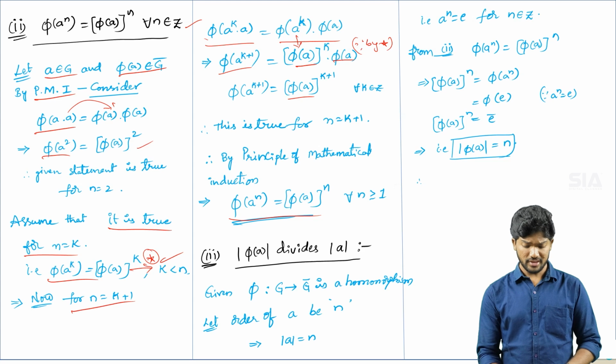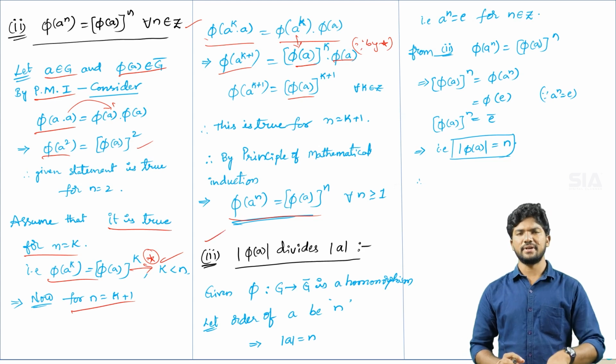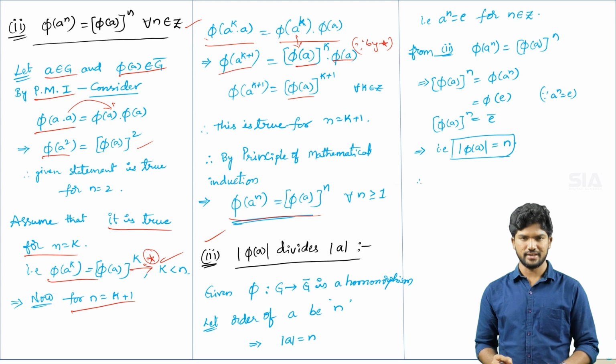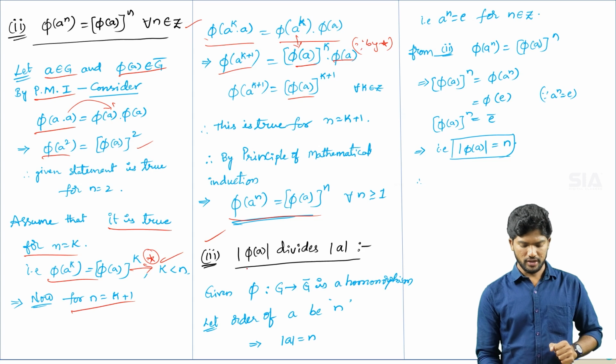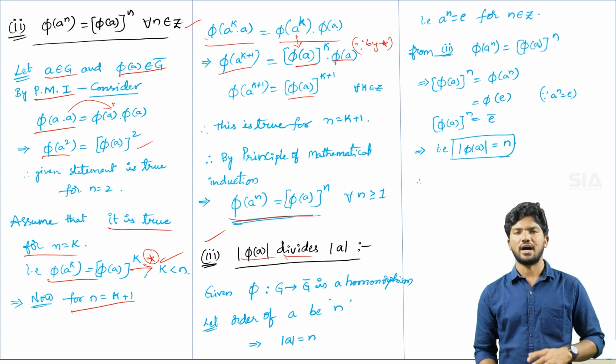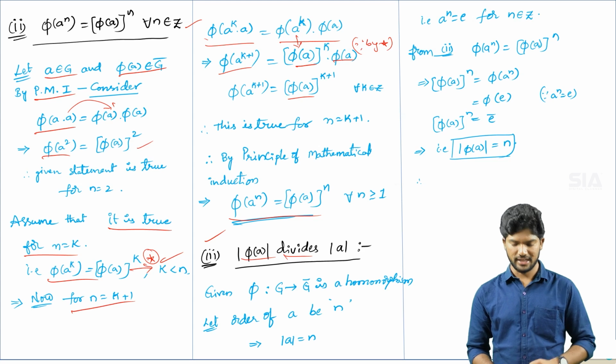Now the third statement. This statement is very important for the purpose of short answers also. Not only this one, all 6 statements of this theorem are very important for the purpose of short answers. So see the third property: order of pi of a divides order of an element small a. That is the statement.